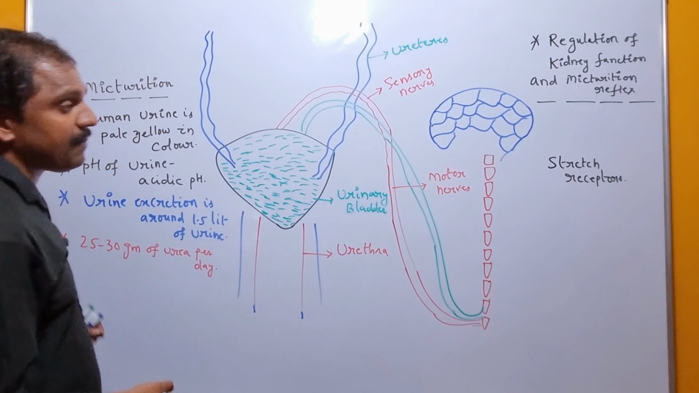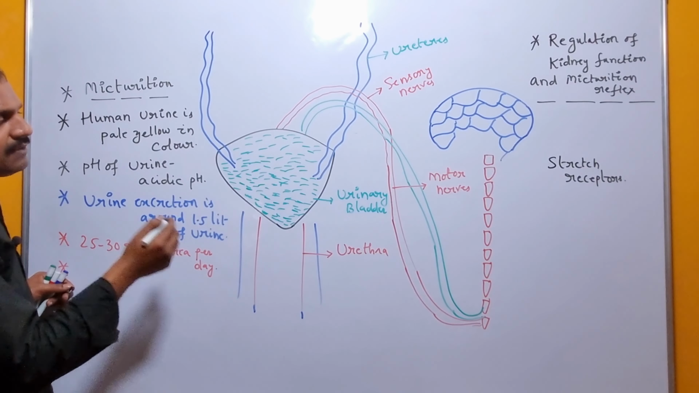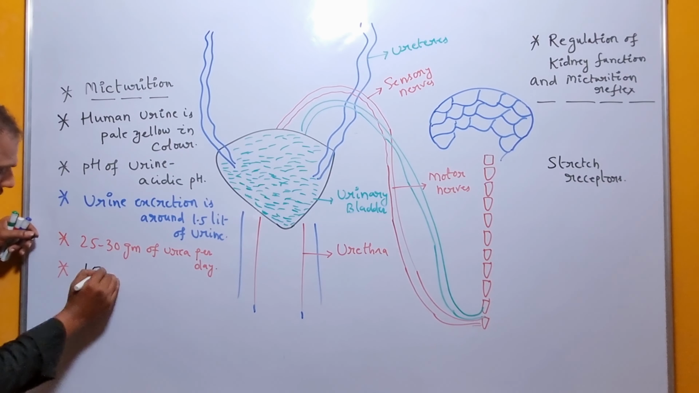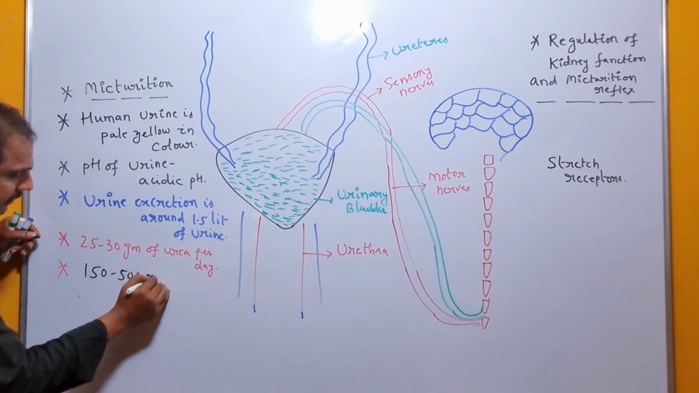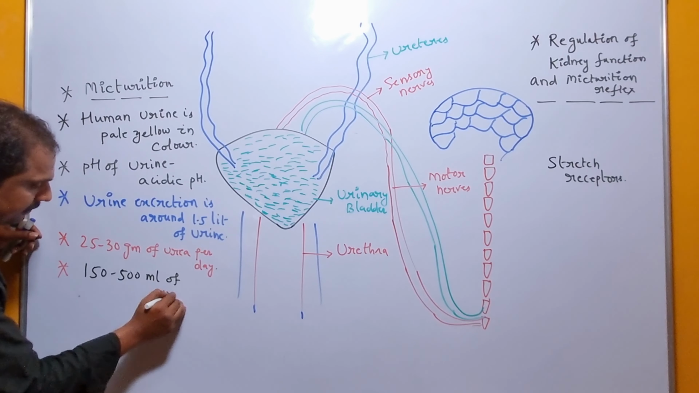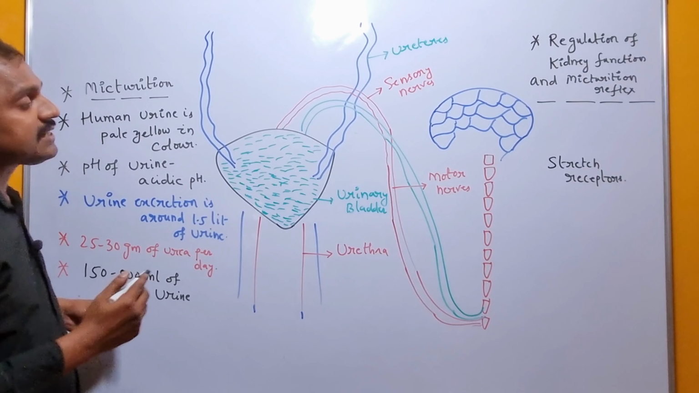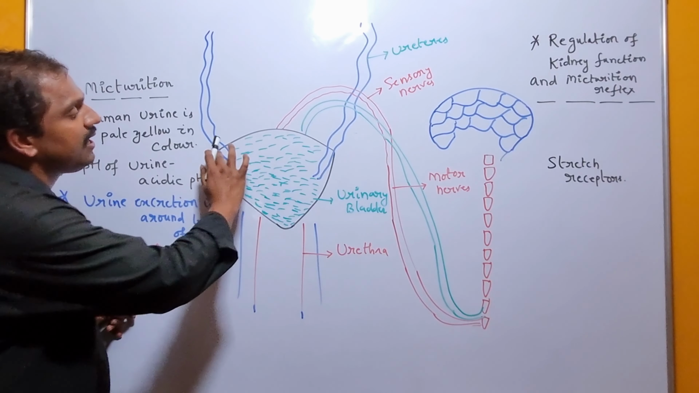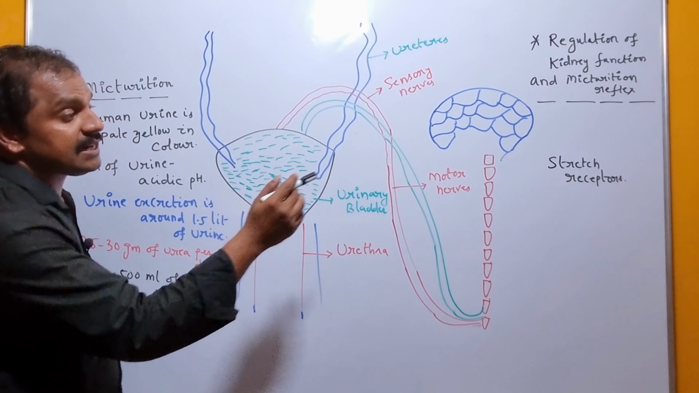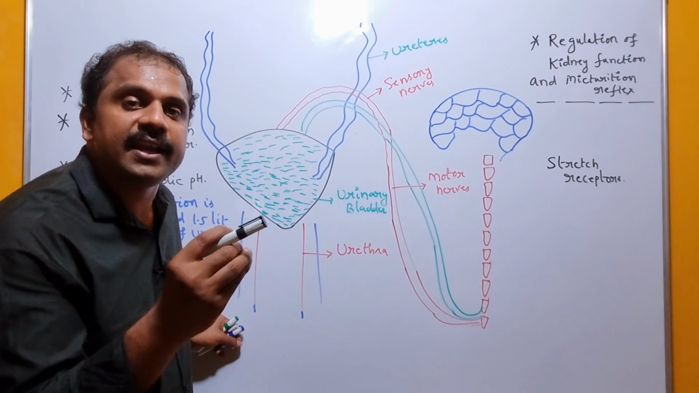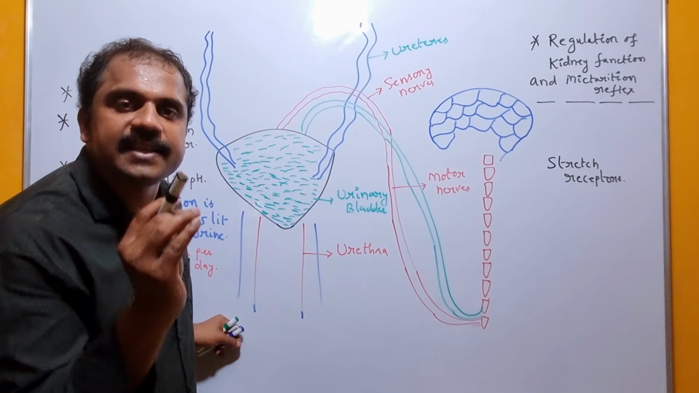And if we consider the maximum capacity of the urinary bladder, it is around 150 to 500 ml of urine. Once the urine reaches the extreme levels, under such condition, stretch receptors are present on the surface of the urinary bladder. These stretch receptors are responsible for activating the sensory nerves.